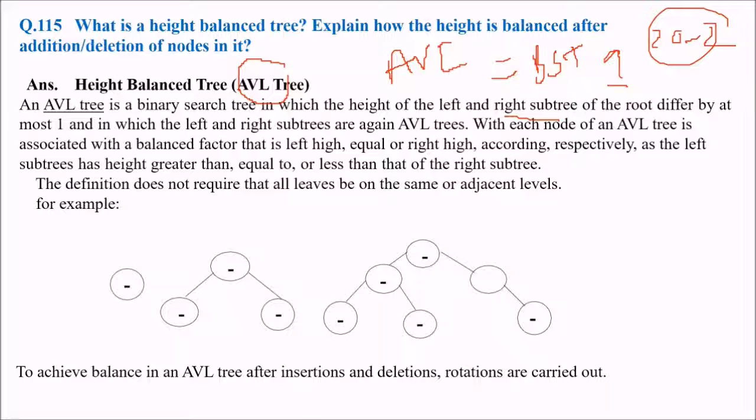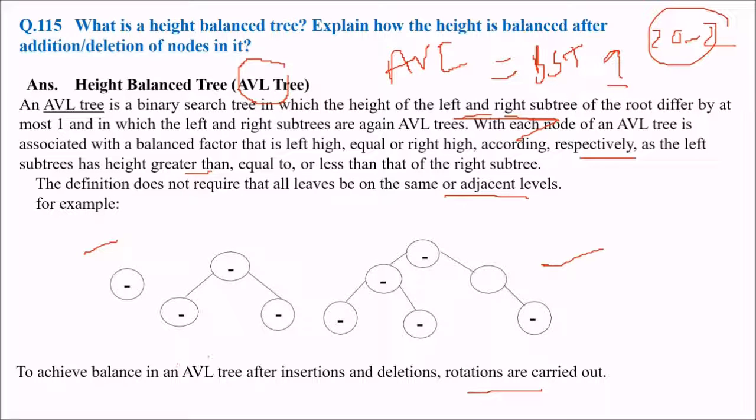Each node of an AVL tree is associated with a balance factor, that is left high, equal, or right high, according to whether the left subtree has height greater than, equal to, or less than that of the right subtree. The definition does not require that all leaves be in the same or adjacent levels. For example, this is an example. To achieve balance in an AVL tree, after insertion or deletion, rotations are carried out.